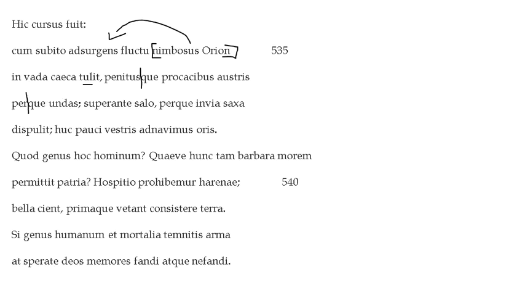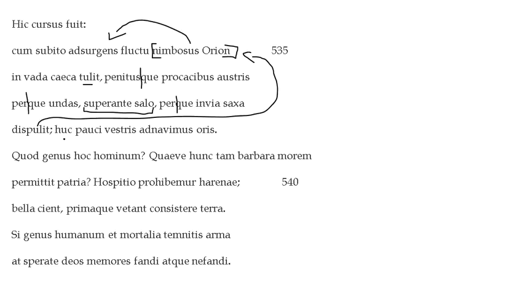Per undas, easy enough. Note right here, superante salo, you have an ablative absolute construction with a present active participle from superare. And then salo here is used by metonymy for the sea. And then perque, and through the invia saxa, dispulit. All right. So note that dispulit here goes with Orion. This is your subject and verb.